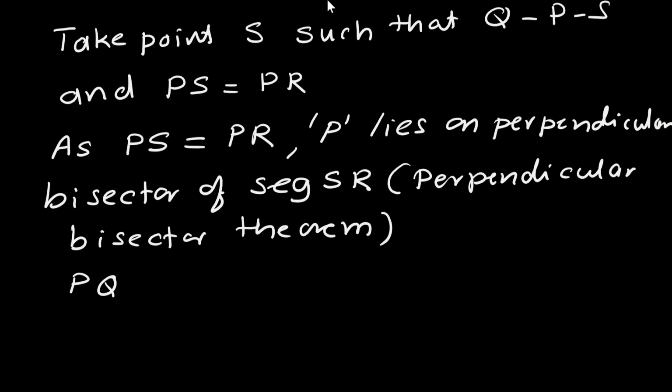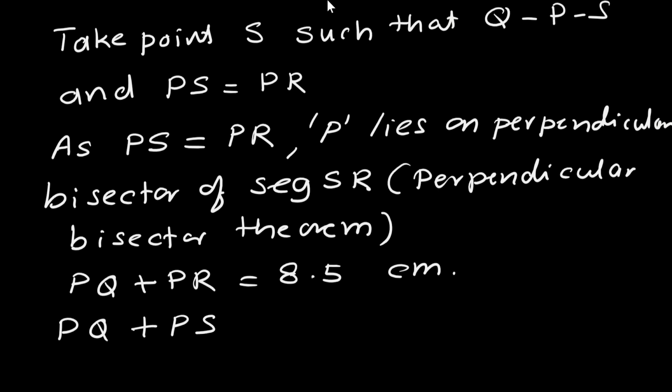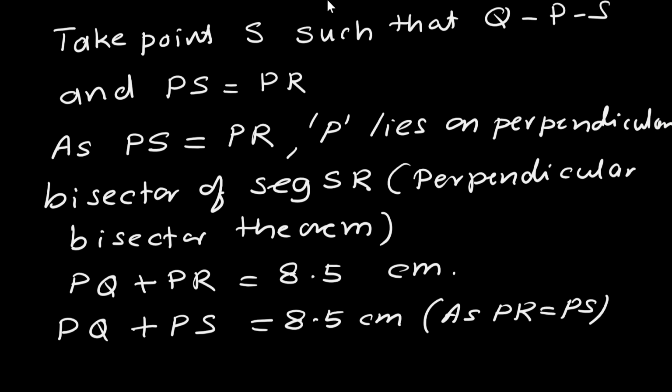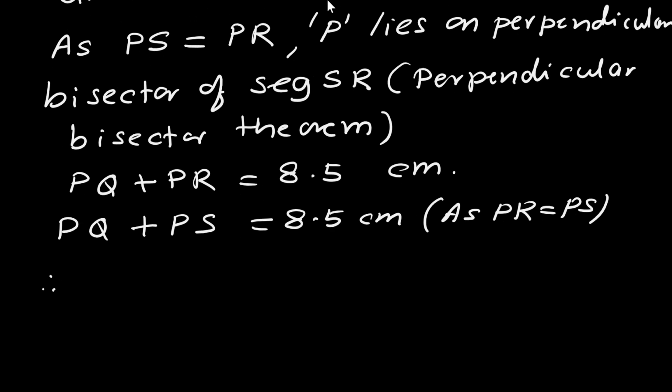Now PQ plus PR is equal to 8.5 centimeters. This information is given, but PR is equal to PS by construction. So what is the sum of PQ and PS? Look at the figure. What is PQ plus PS on the figure?